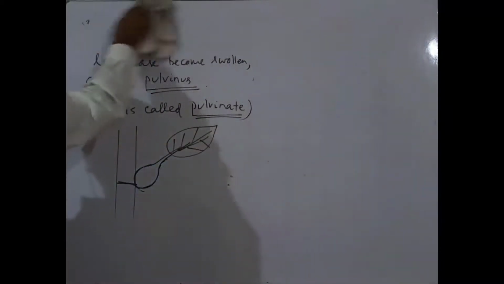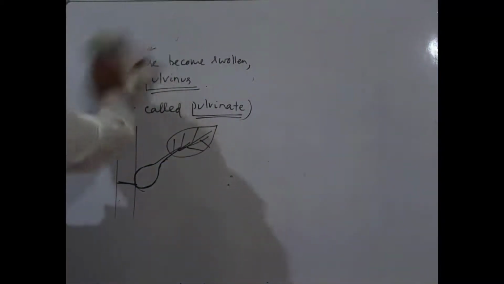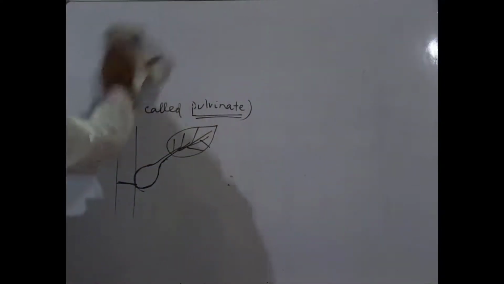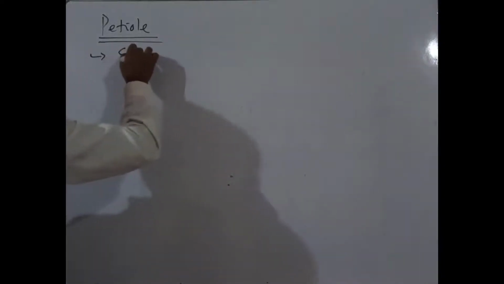So petiole is the stalk of the leaf. लेकिन सारे लीफ का पेटियोल नहीं होता है, कुछ लीफ पेटियोल लेस भी होती हैं, उनमें पेटियोल नहीं होता है। ओके, स्टार्ट विद द पेटियोल. That is called as the stalk of the leaf.